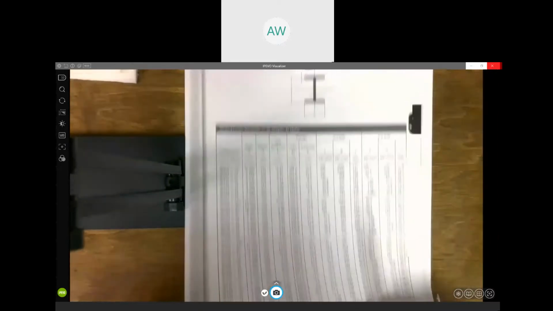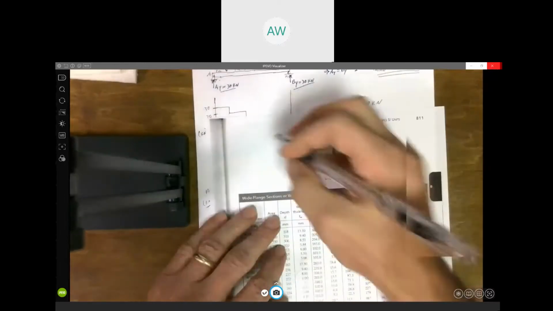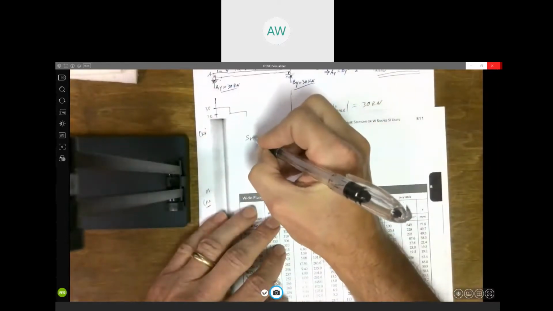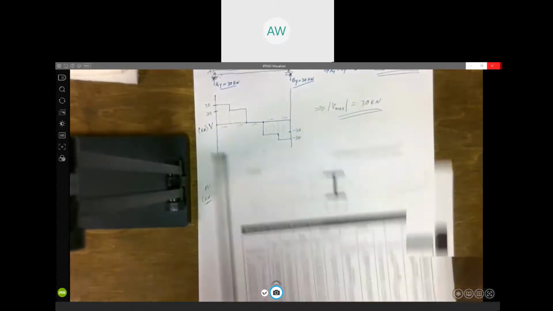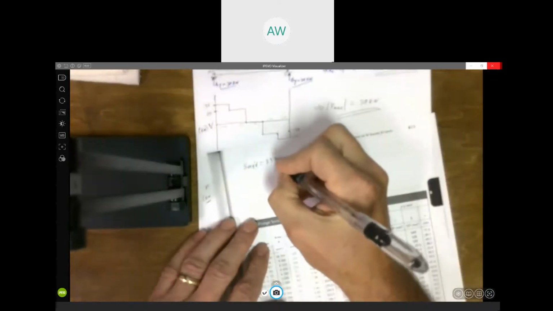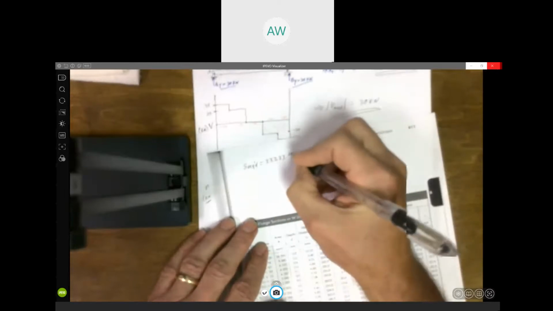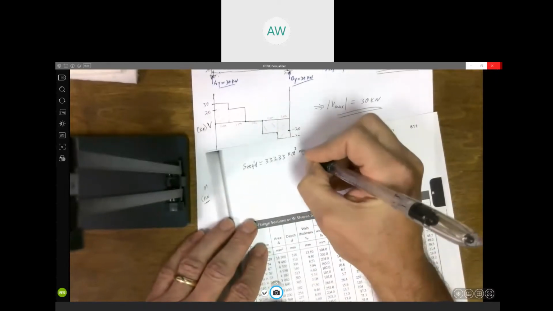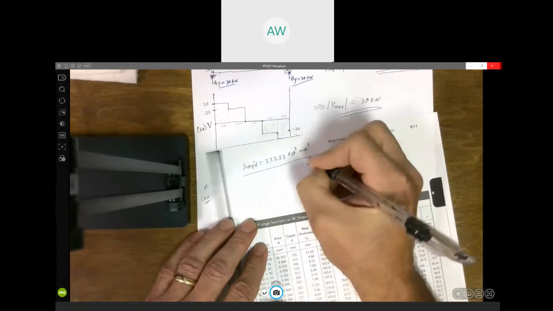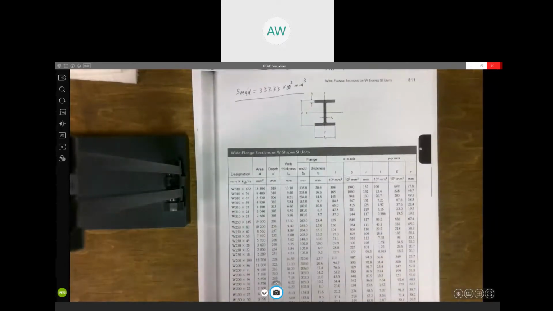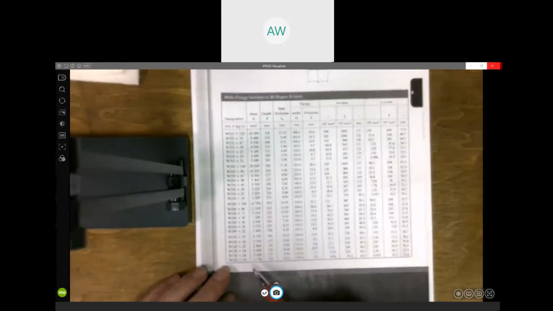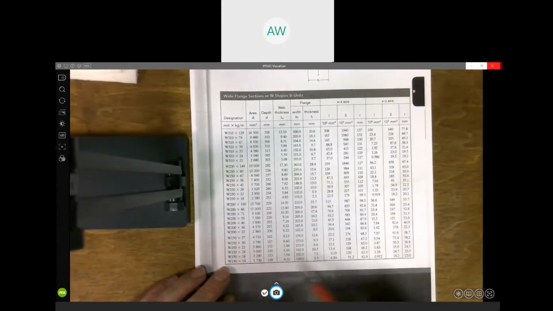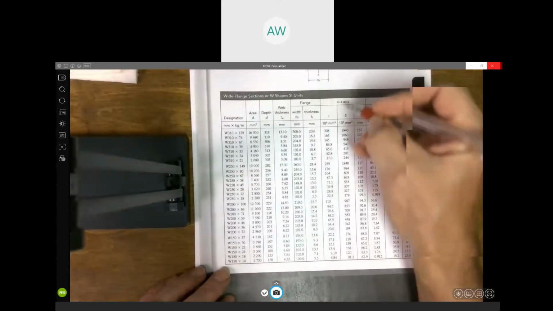Now I'm going to write up here what our required section modulus was: 333.33 times 10 to the third millimeters cubed. Right, that was our required section modulus. So what we do is come down here again. I start at the bottom with the smallest beam possible. Now we're coming over here to this column.